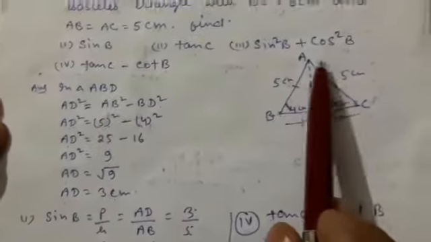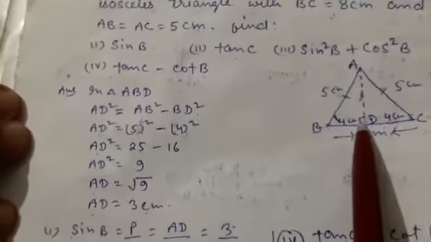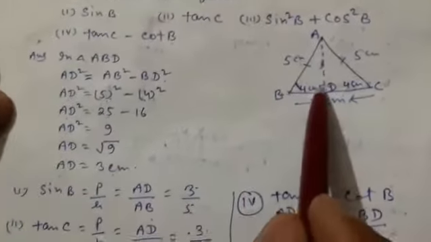Let us see. In this isosceles triangle, we have to draw one perpendicular line from A to BC. When we draw a perpendicular line from the vertex to the base, it will bisect the base in an isosceles triangle. So BD will be 4 and CD is also 4. 4 plus 4 is equal to 8.